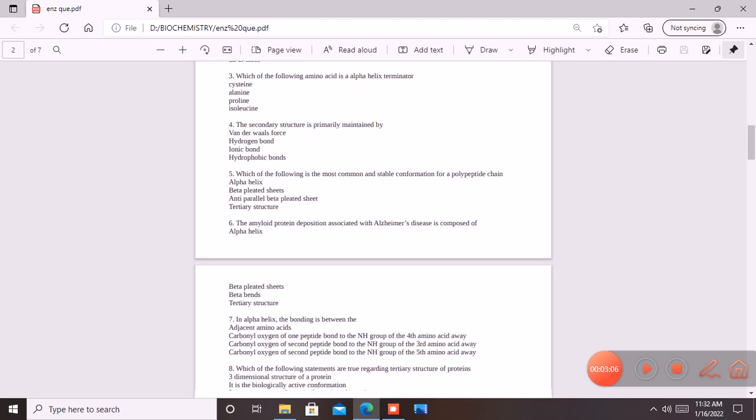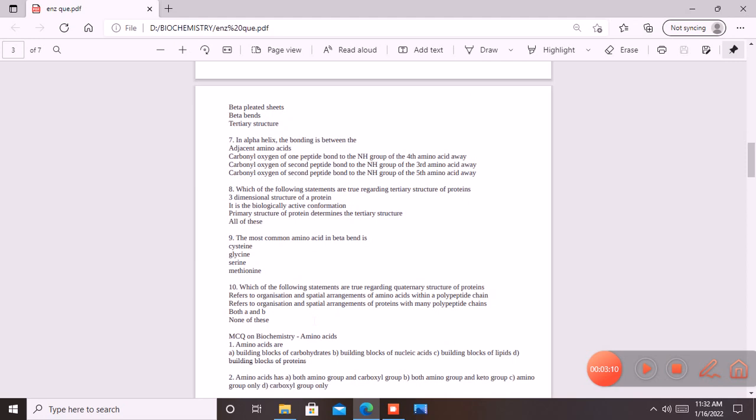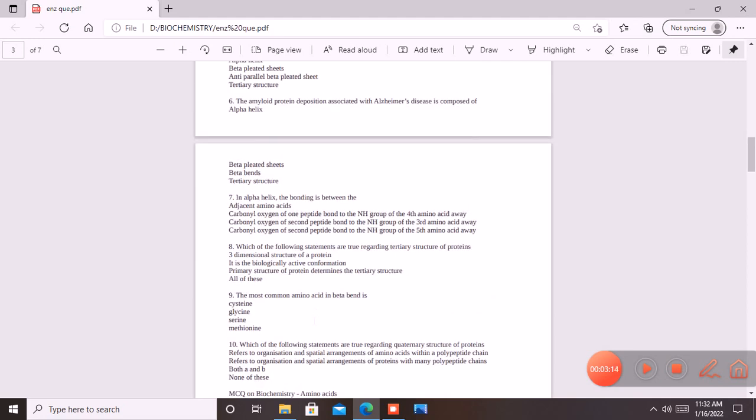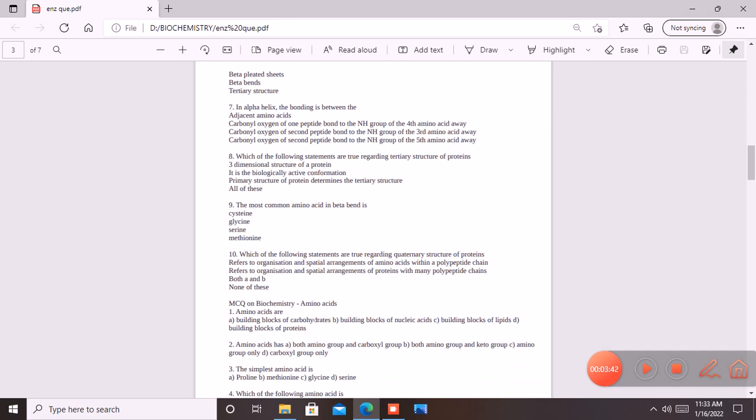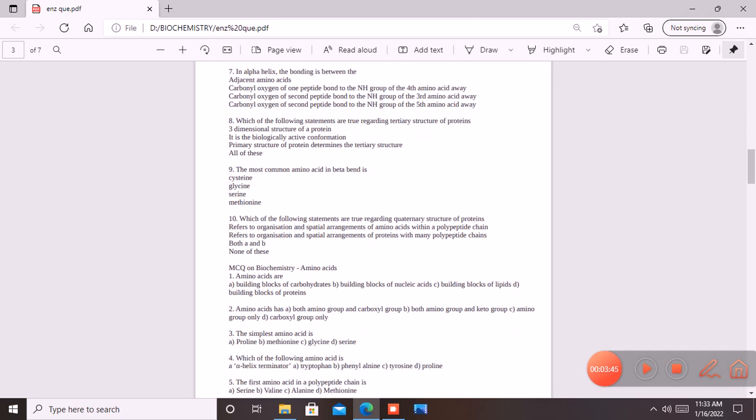So let's move down to the next page. If I'm moving faster, don't forget to pause the video. These ones are also under amino acids. So let's go.